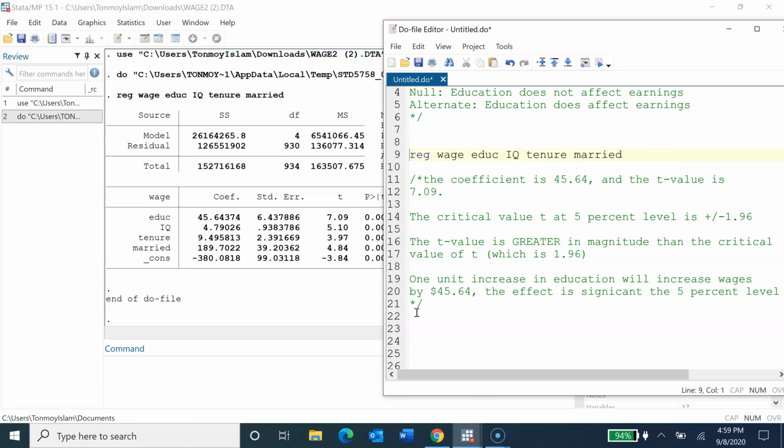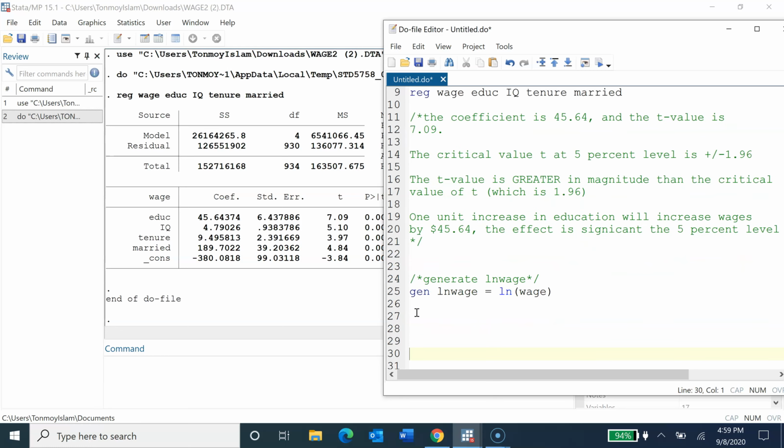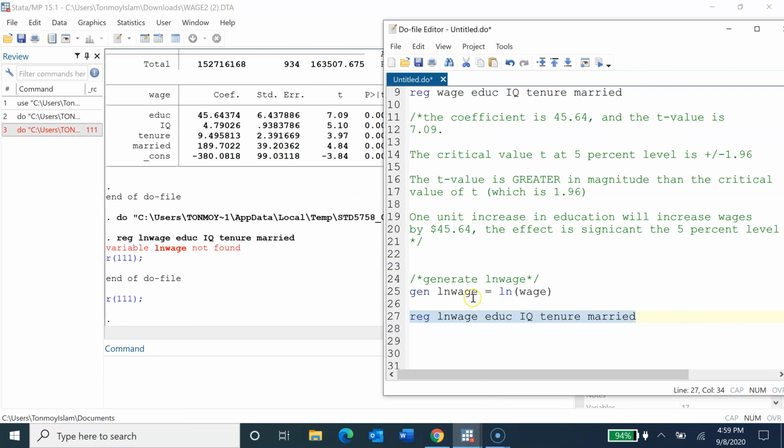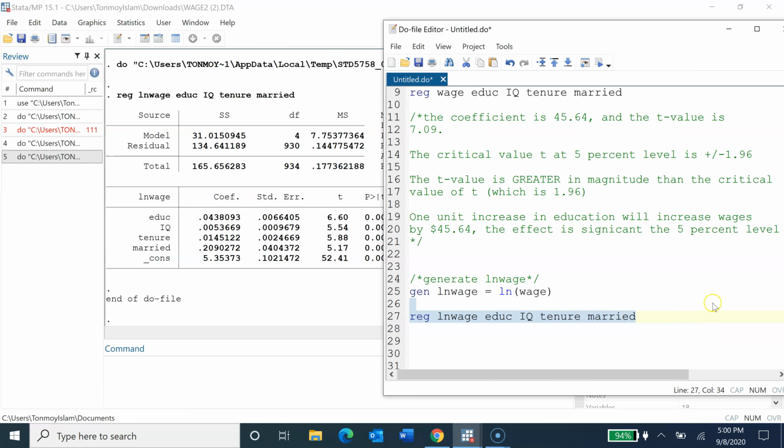Now let's say we want to look at the natural log of wages. So let's generate ln of wage. We can write gen lnwage equals ln of wage. And so we will run the same regression, but instead of wage, we will run ln of wage. We did not generate it first, so let's generate that. And now let's run ln of wage as the dependent variable, and we find this.